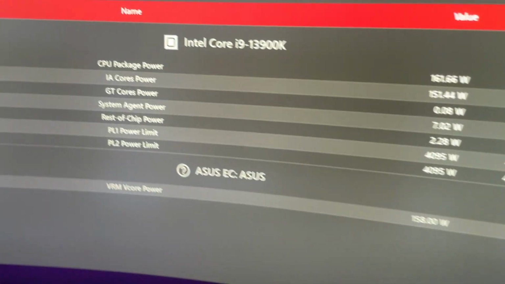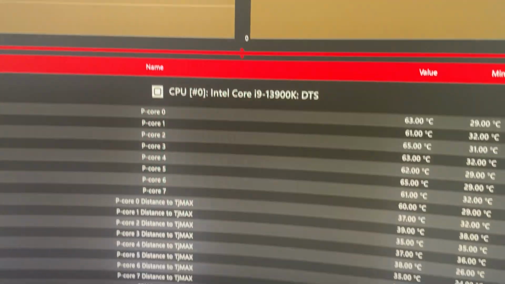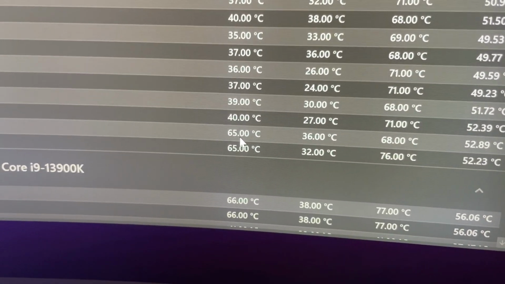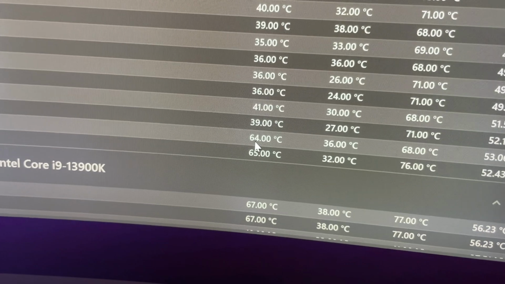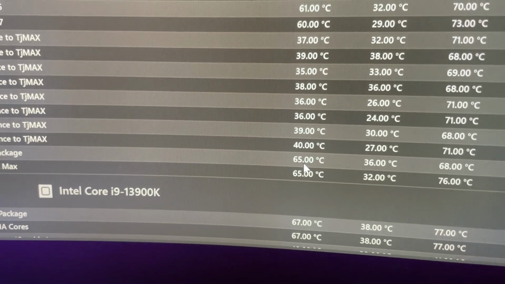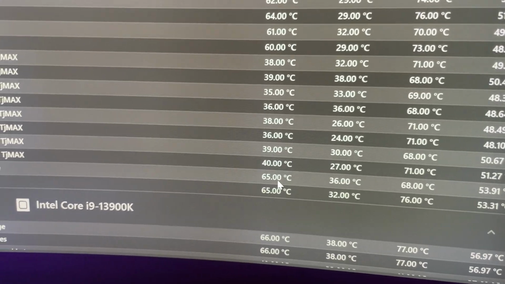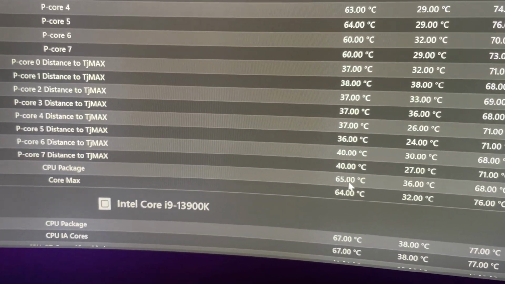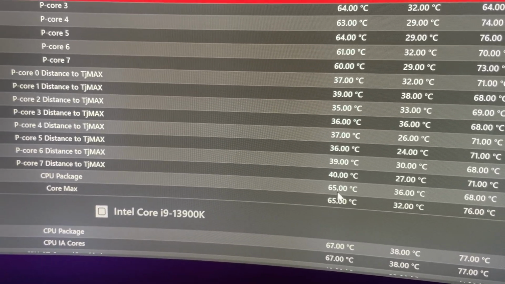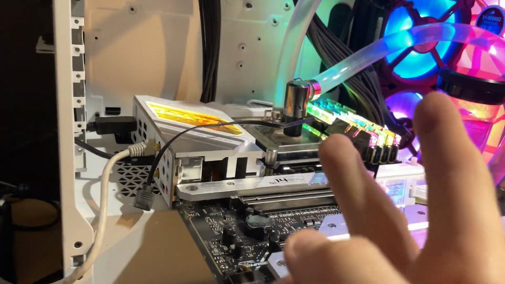Okay, so we got 162 watts of power draw, same as always. Temperature, we got package, 65, 64. So another 2 degrees. Yeah, another 2 degrees off. So it's one of those things where you're nickel and diming it, right? 1 to 2 degrees per mod. So we started off at 69, 70 Celsius. Now we're down to 64, 65, right? With just a lap and the contact frame.